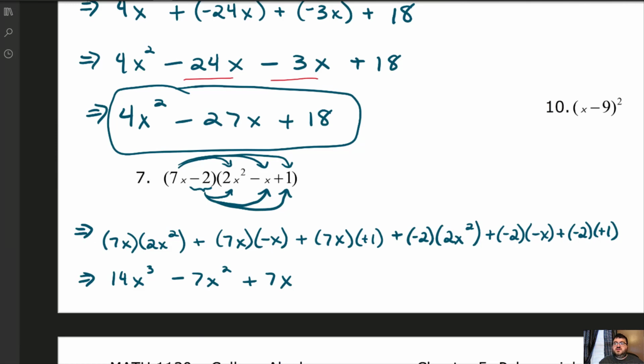And then we get this chain right here. So I did these first 3 already. These are these 3 right here. So I need to do that next one, negative 2 times 2x. That'll be minus 4x squared. The next one, we have negative 2 and negative x. Well, that makes positive 2x. So the negatives cancel each other out. And then negative 2 times positive 1 makes negative 2.